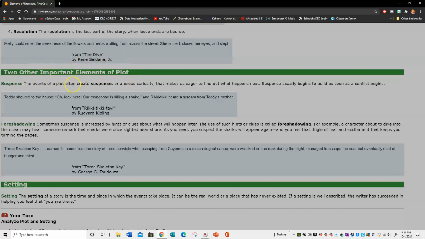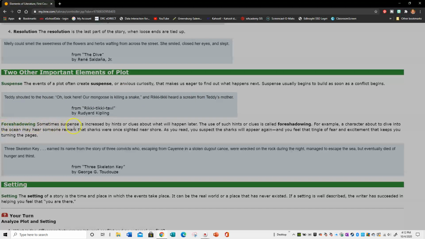Suspense. The element of a plot often creates suspense. The events of a plot often create suspense or anxious curiosity that make us eager to find out what happens next. Suspense usually begins to build as soon as a conflict begins. Teddy shouted to the house, "Oh, look here, our mongoose is killing a snake." And Rikki Tikki heard a scream from Teddy's mother.